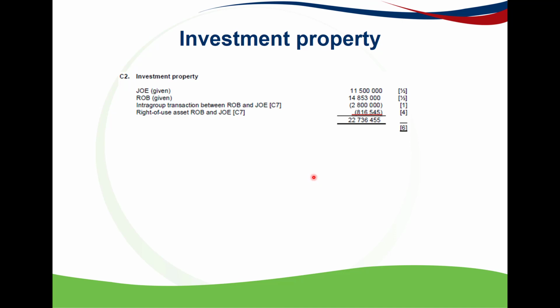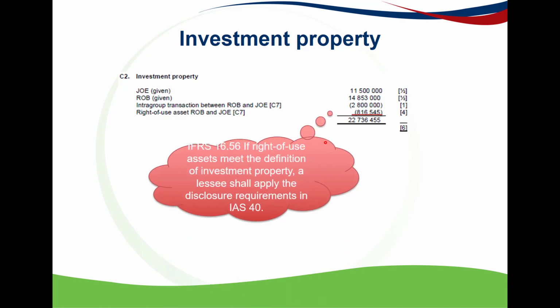If we then continue to our second line item of our solution, it's the investment property. The first two balances were given, so we're very happy. Another easy mark. There's our intergroup building between the subsidiary and the parent that's now recognized as PPE, so we have to take it out at its fair value from investment property, and we also have to take out the right of use asset from investment property as well.